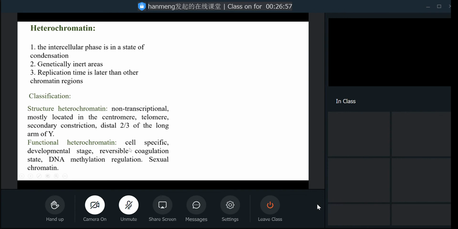The common functional heterochromatin is the sex chromatin, especially the X chromatin.